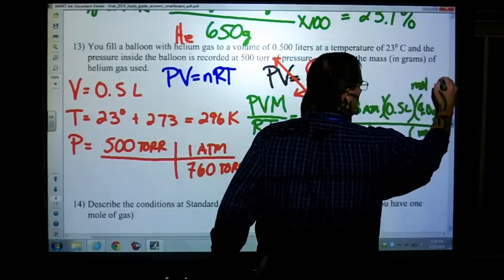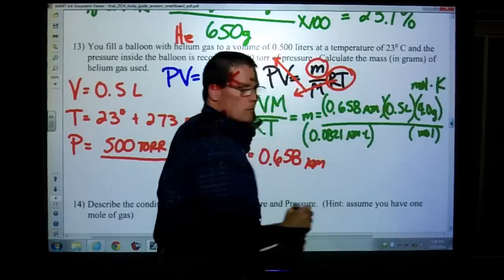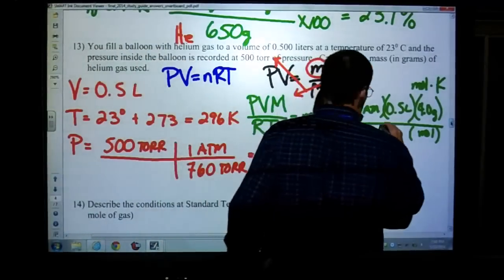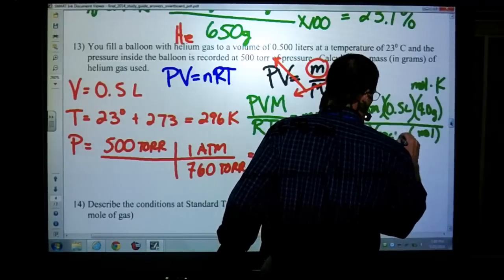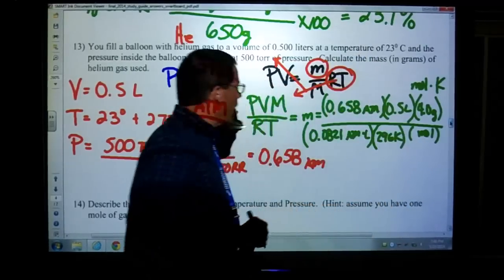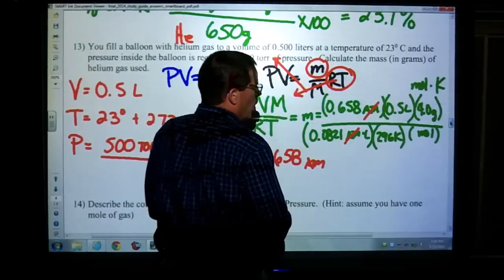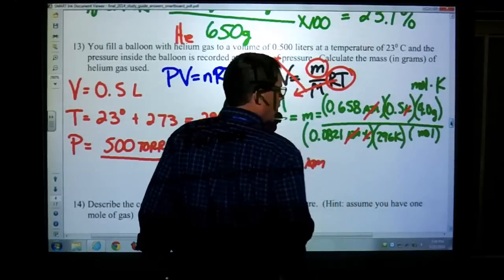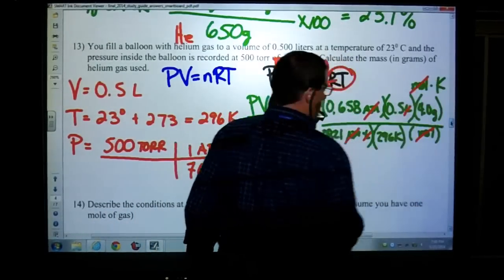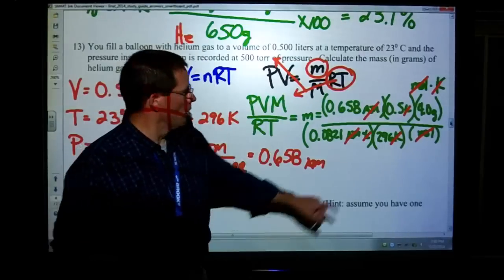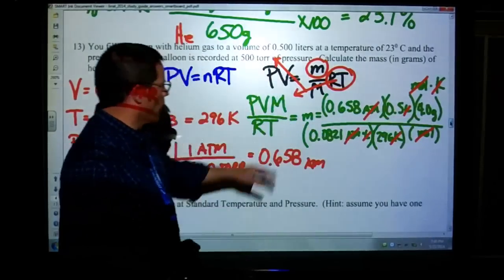I know it looks kind of ugly up there, but I'm running out of room. And then the temperature is 296 Kelvin. So let's cancel out any like terms. Atmospheres are gone. My liters are gone. My moles are gone. My Kelvin are gone. What unit remains? Grams. And whatever all that equals.